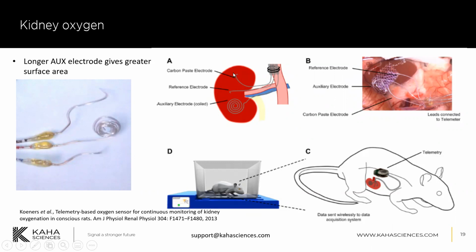So the carbon paste electrode is placed at the site of interest to the depth that he's interested in recording at, and then the reference electrode is placed nearby with the auxiliary electrode coiled on the top and held in place by a surgical mesh and tissue adhesive. And of course, the body of the telemeter is still placed in the abdomen of the rat.